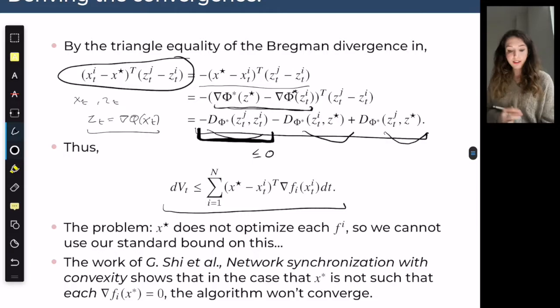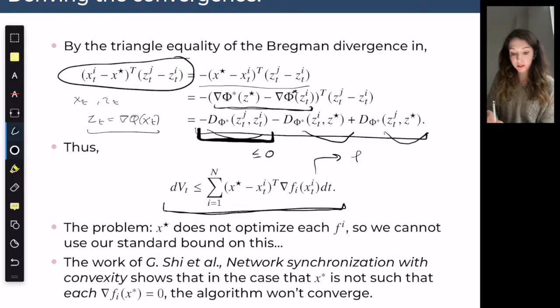Now, ideally, what we would now want to do is exactly what we did for the centralized setting. So for the setting where we just had one node, we would like to bound this using some assumption that f is, I don't know, convex or strongly convex.